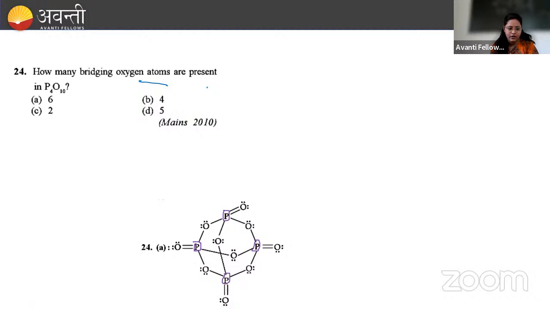Yeah, you can see this structure. Here you can see oxygen is present here, oxygen is present here. So there are two oxygen which are bridging. वो bridge में है, ठीक है? They are present in between two atoms. Again, how many oxygen are present here? Here also it is present in bridging.